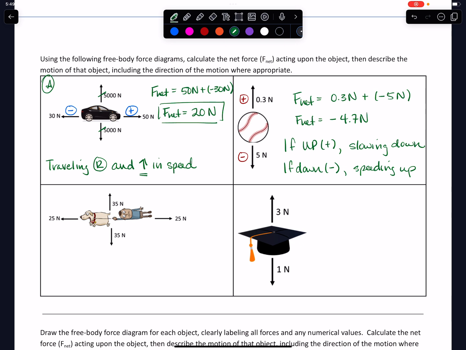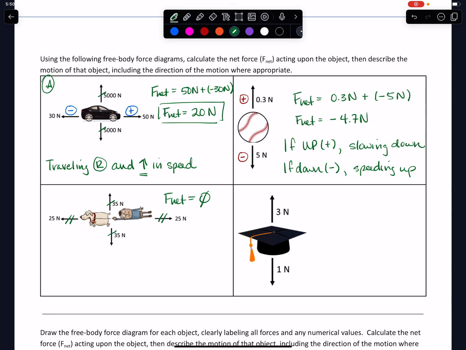Okay. Third one, here we have a guy walking his dog. If we look at our vertical forces, we have 35 newtons up, 35 newtons down, so those are equal and opposite. We look at our horizontal, we have 25 newtons to the left, 25 newtons to the right, so those are also equal but opposite. So in this case, F net equals 0 because all the forces are balanced.